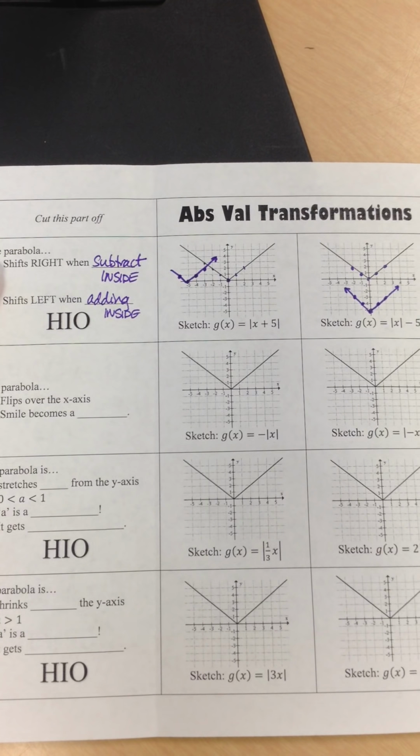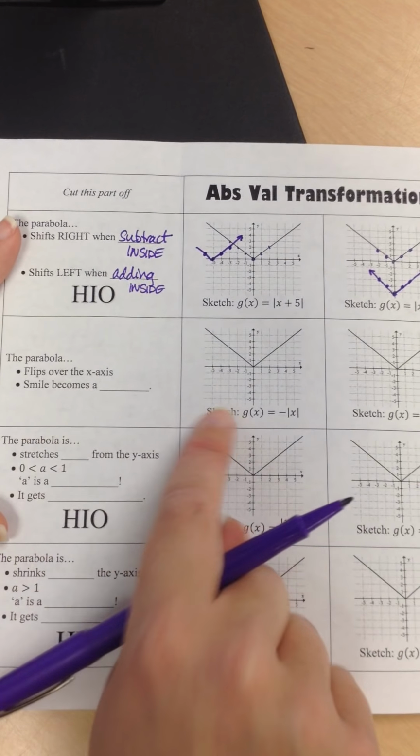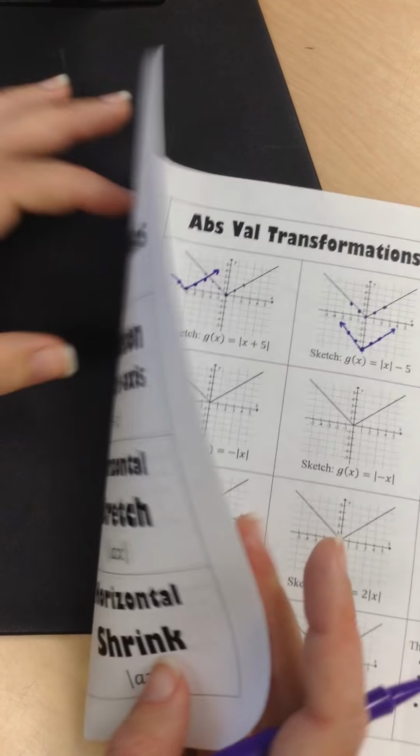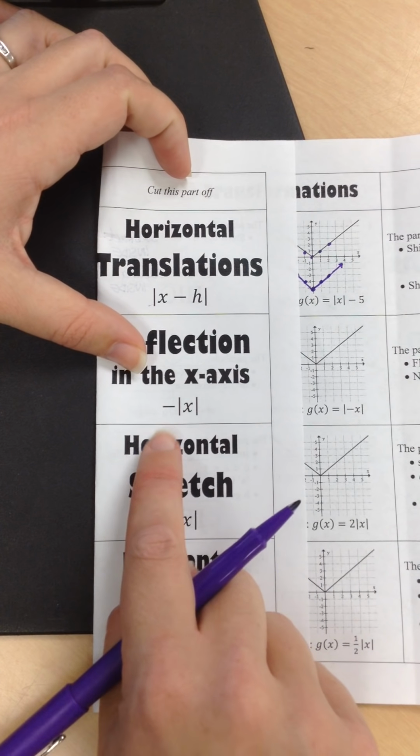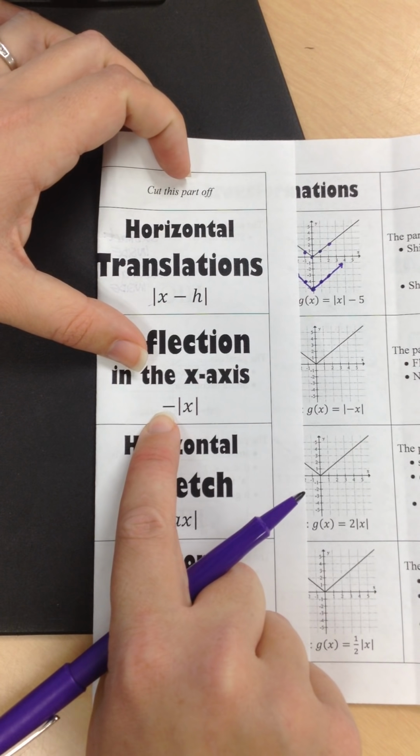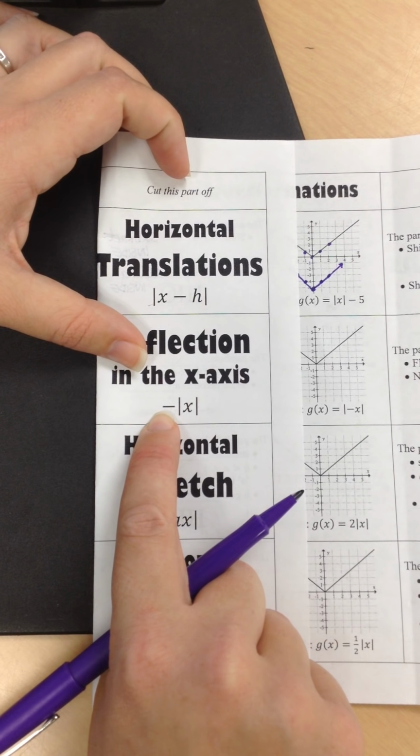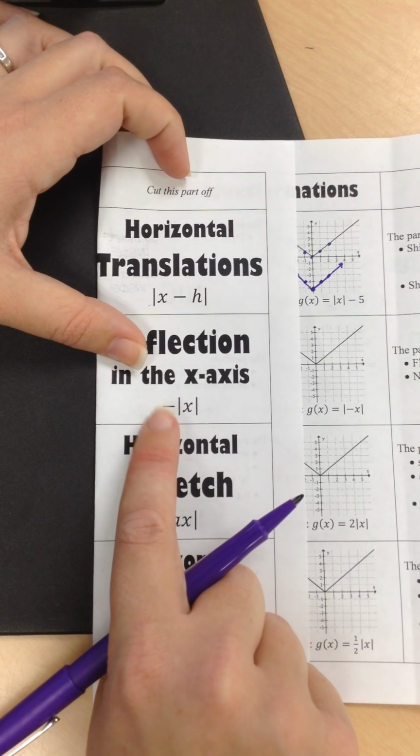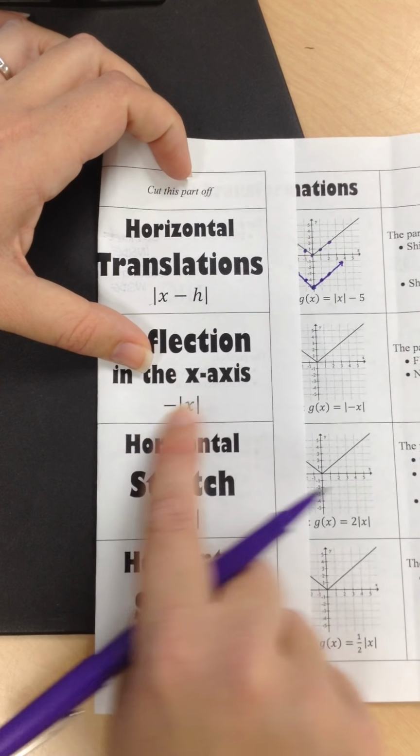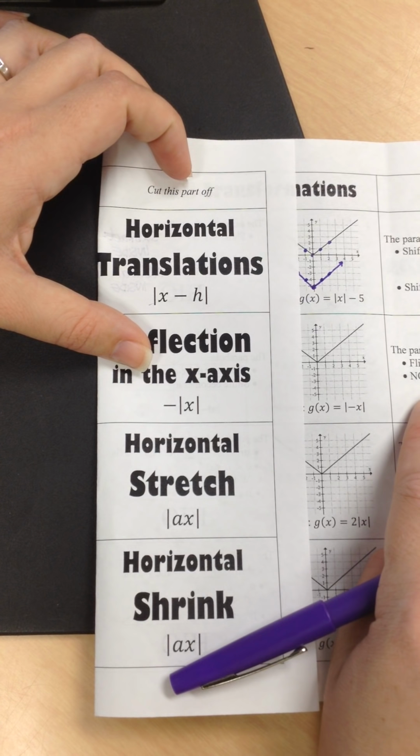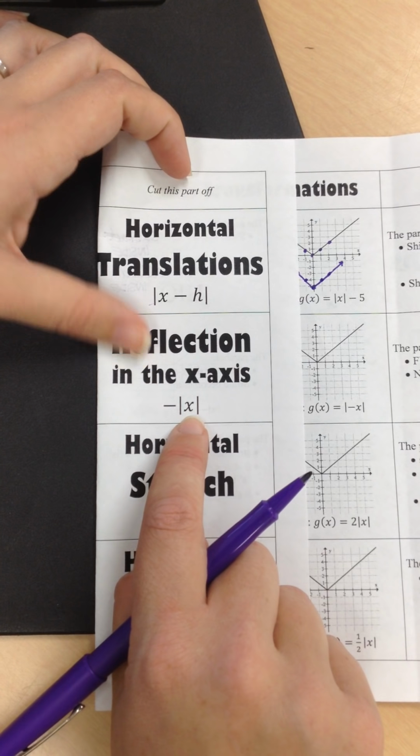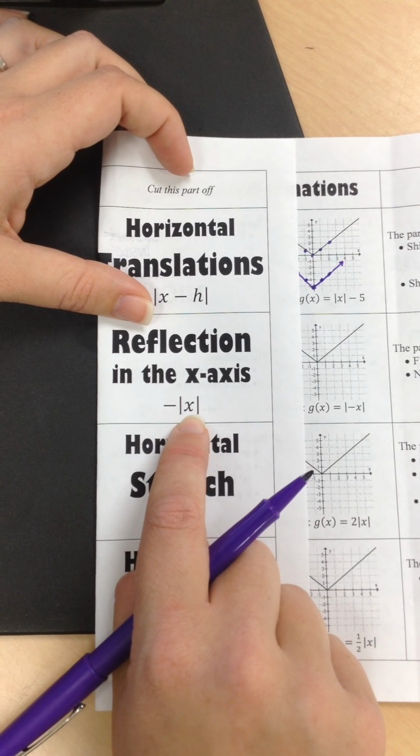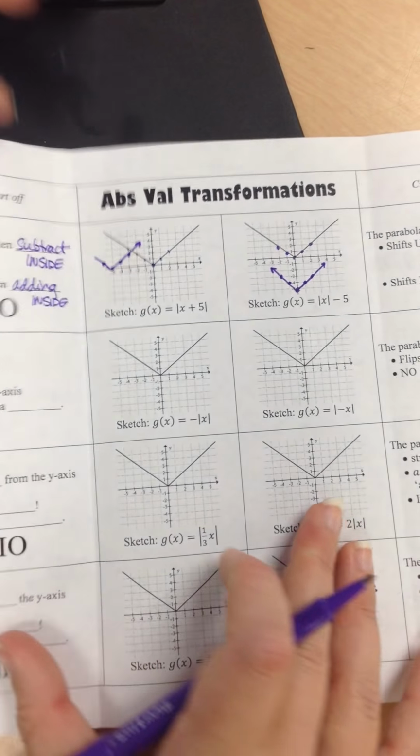All right, the next thing we're going to talk about is reflections. These are reflections in the x-axis. So we know that we're going to have a reflection because there will be a negative out in front. Anytime there's a negative out in front of the absolute value bars, or you may have parentheses instead, you know that your graph is going to be reflecting over the x-axis.